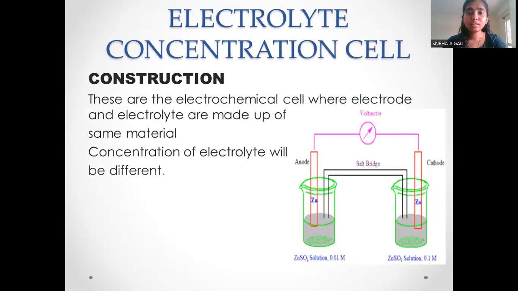Here we have the construction of the electrolyte concentration cell. In that we have an anode and cathode which are made up of the same material, that is zinc. These two electrodes, that is anode and cathode, are immersed inside zinc sulfate solution of 0.01 M. These are internally connected to a salt bridge and are externally connected to a voltmeter or even to an external circuit. These are the electrochemical cells where electrode and electrolyte are made up of the same material, whereas the concentration of the electrolyte will be different.